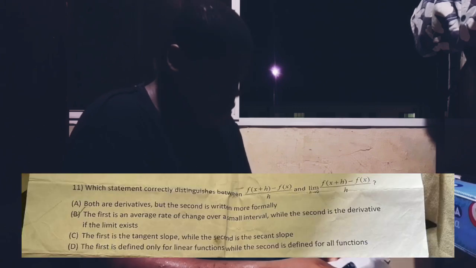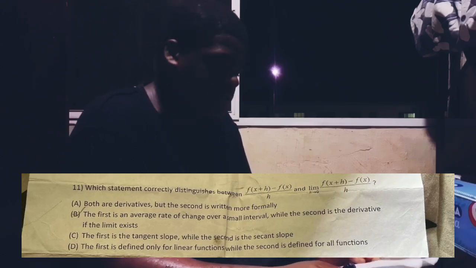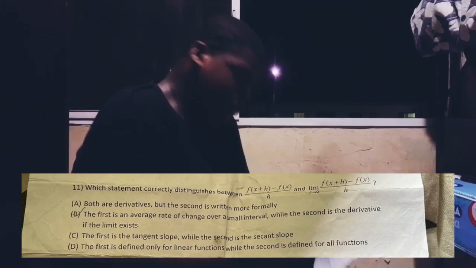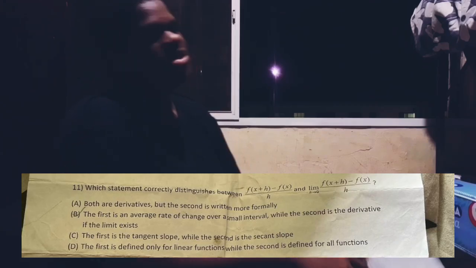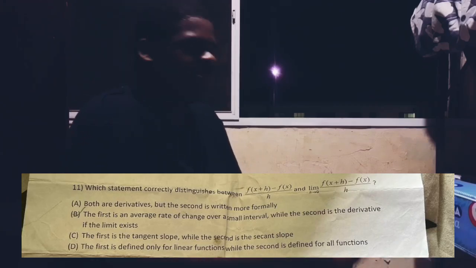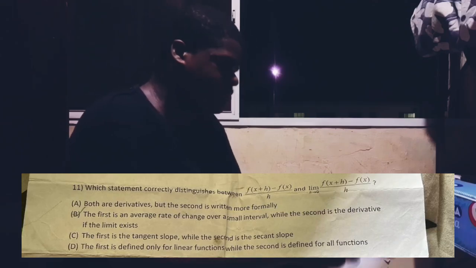Question 11. Which statement correctly distinguishes between f of x plus h minus f of x all divided by h and the limit as h approaches 0 of the previously stated expression? First of all, I'm not going to explain this question. Mr. Bola explained this question deeply and talked about it deeply in class.